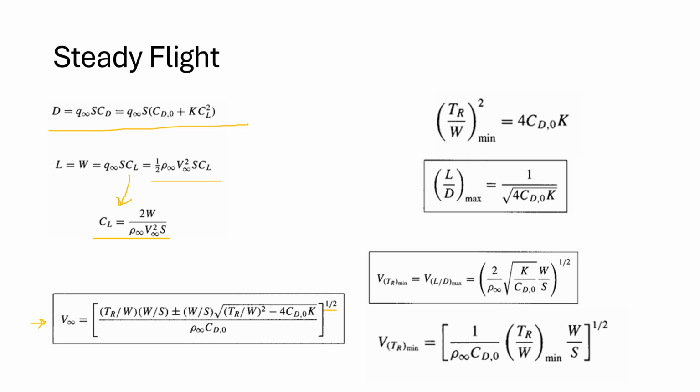We already know that L by D max is equal to 1 over 4 k cd naught under root. This equation is important. L by D max is used repeatedly in different places, and thrust to weight ratio minimum is going to be the reciprocal of it. So you should be able to tell me what is the velocity for minimum thrust for any case. I will give you the density, cd naught, thrust to weight, or maybe this thing you can find from here, and tell me the minimum thrust speed.